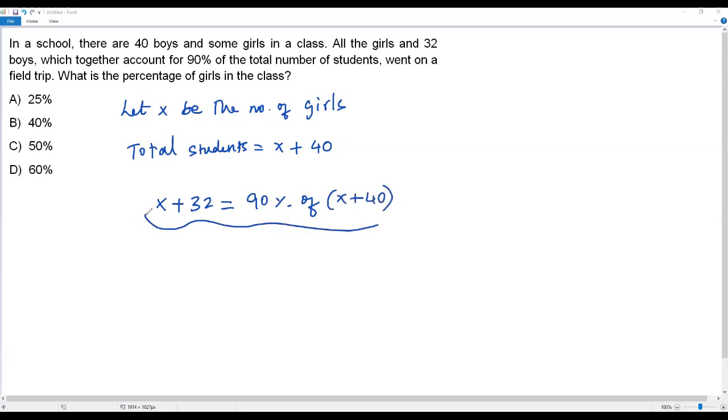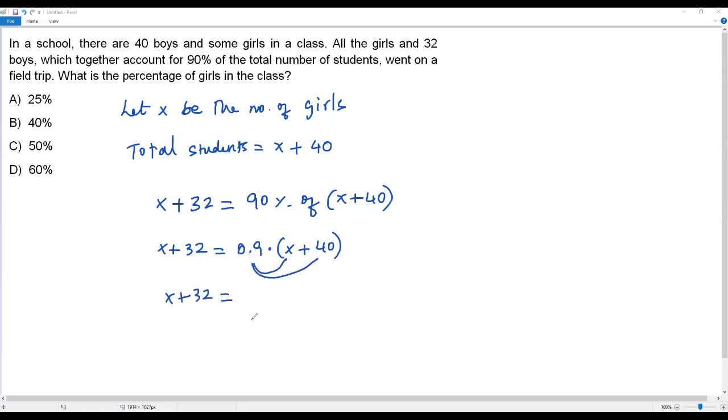Now we have to solve for x in this equation. x plus 32 equals 90%, which we can write as a decimal, 90 over 100, which is 0.9. Whenever we have the word "of" in English, in mathematics it is converted to multiplication. So x plus 32 equals 0.9 times x plus 40. We distribute 0.9 to x and to 40. Distributing 0.9 to x gives 0.9x, and multiplying 0.9 and 40 gives 36.